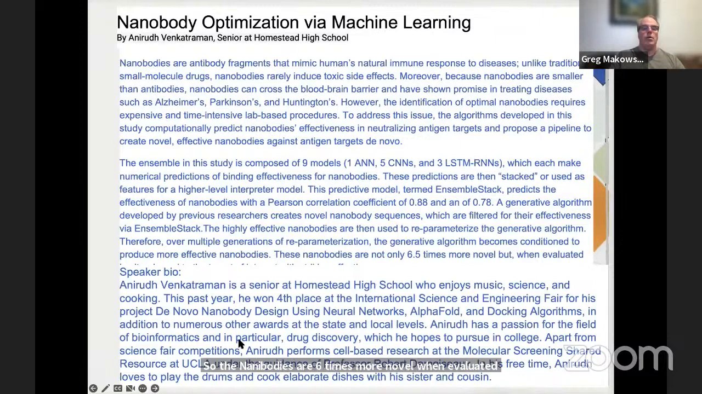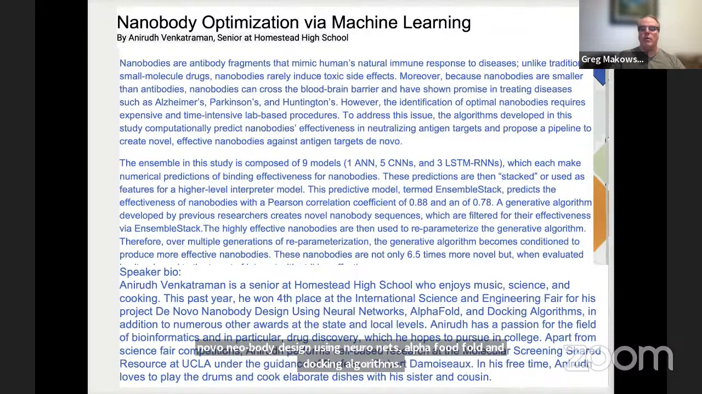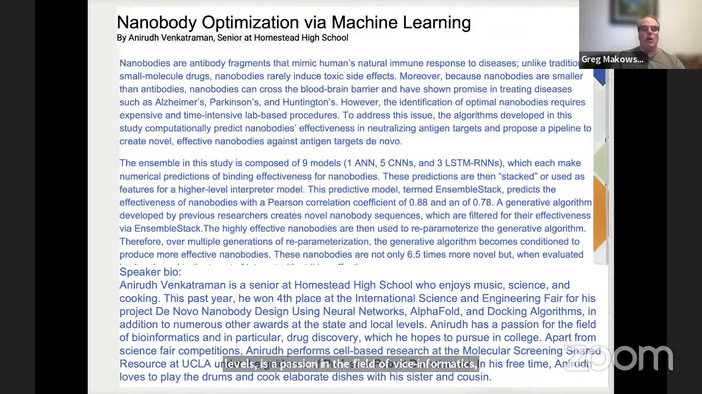Let's see. And I'll switch over to the bio. I will find out more in the talk. So the speaker is a senior at Homestead High School, enjoys music, science, and cooking. The past year, he won 4th place at the International Science and Engineering Fair for his project De Novo Nanobody Design using neural nets, AlphaFold, and docking algorithms, in addition to numerous other awards at state and local levels. He has a passion in the field of bioinformatics and in particular drug discovery, which he hopes to pursue in college. Apart from science fair competitions, he performed cell-based research at the Molecular Screening Shared Resource at UCLA under the guidance of Professor Robert Deminoso. In his free time, he loves to play the drums and cook elaborate dishes with his sister and cousin.